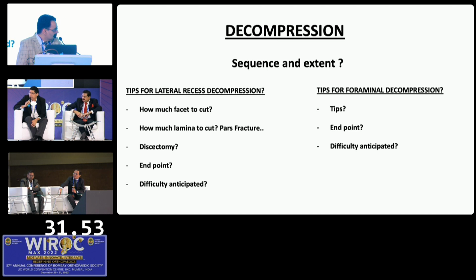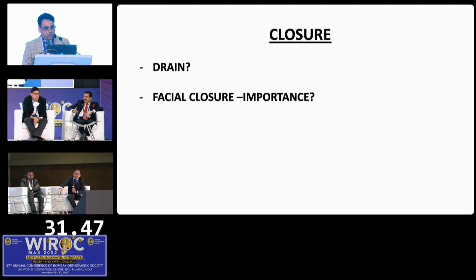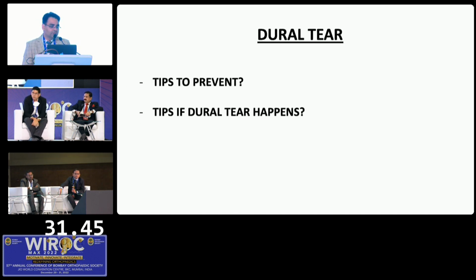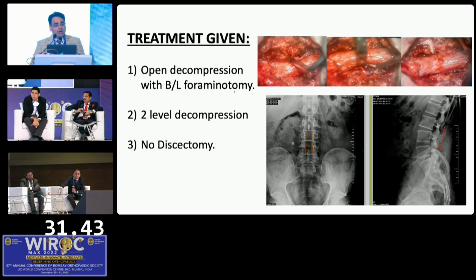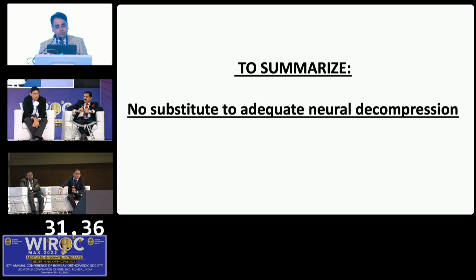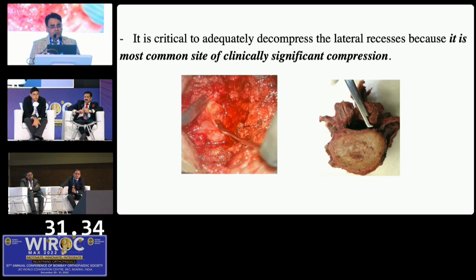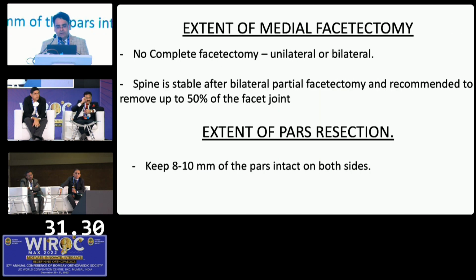Right. So Deepak, do you have any literature on this? Would you like to sum up? Yes. So, anyways, these are other things. I just summarize. I just did an L2 to L4 decompression, bilateral, and nerves were free. So lateral recess decompression is important because that's the clinically significant part. And for facetectomy, we have to make sure that not more than 50% of the facet is removed bilaterally.